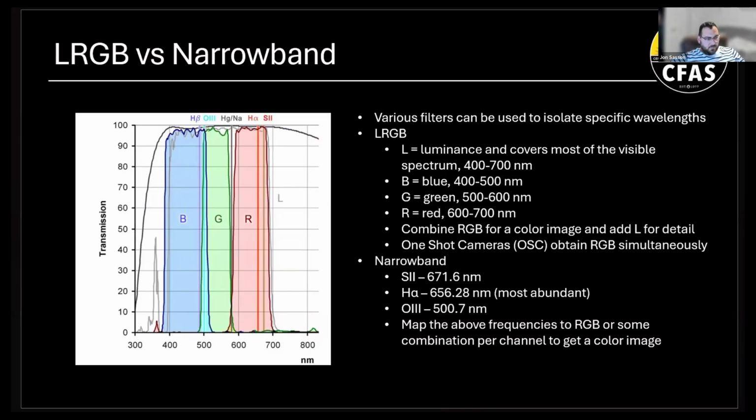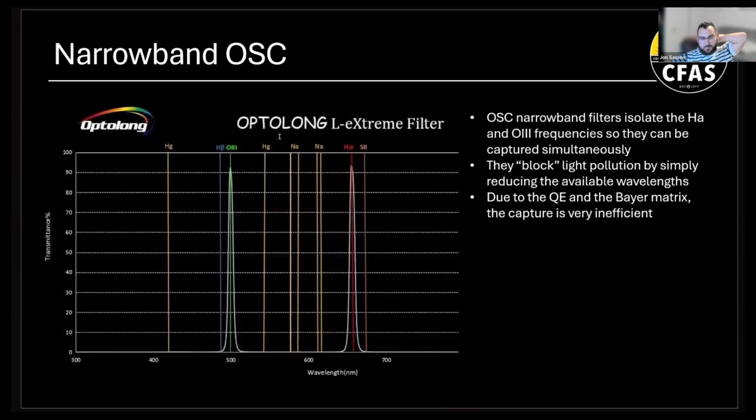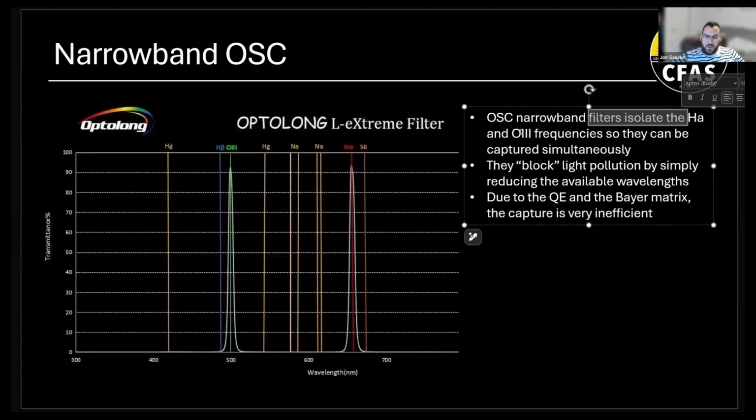Okay. So a little bit of narrowband and OSC, like I mentioned before. These narrowband filters for one-shot color cameras isolate the H alpha and O3 frequencies, so you can capture these simultaneously. This is the popular Optolong L-eXtreme filter, and it's showing you that it's only capturing light at the O3 wavelength, right around 500, and the H alpha wavelength around 656. And these are the Na, the sodium wavelengths, and Hg, which is the mercury wavelengths.